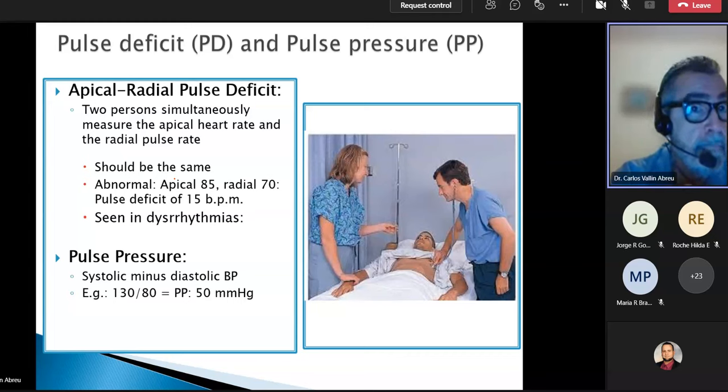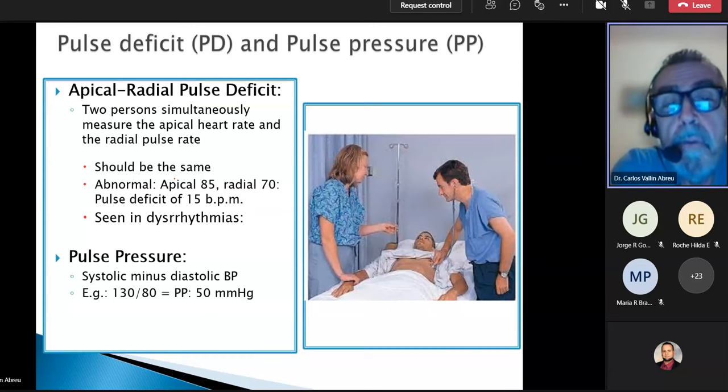I'm pretty sure that you know perfectly what the pedal pulse is, what the posterior pedal pulse is, what the radial pulse is. I think those basics, you have. But there are some details I just wanted to review because they are not so well known. One of these is the apical radial pulse deficit.